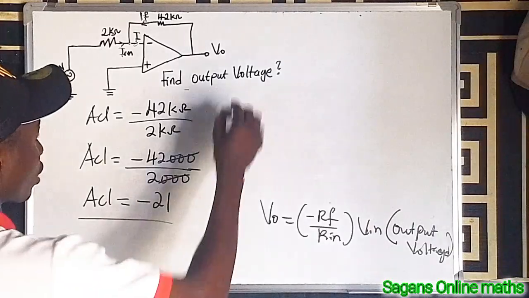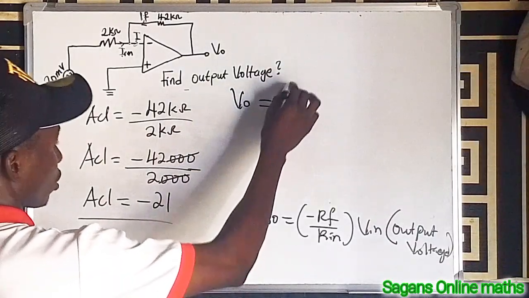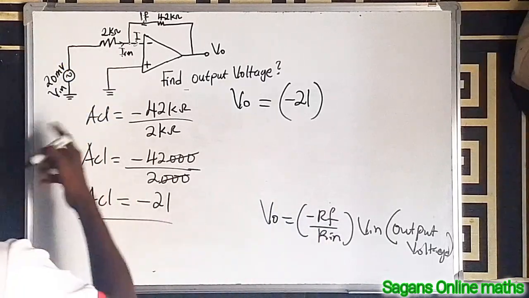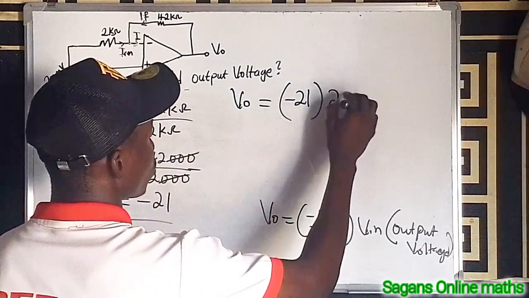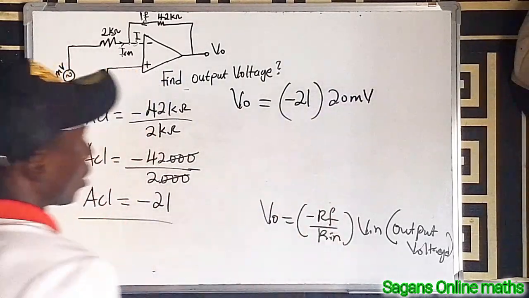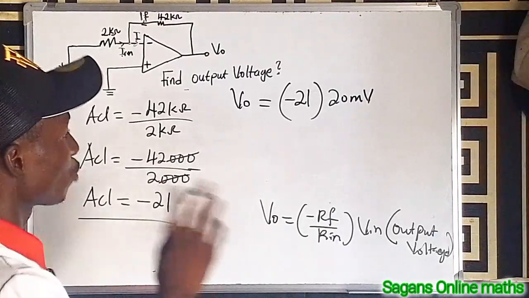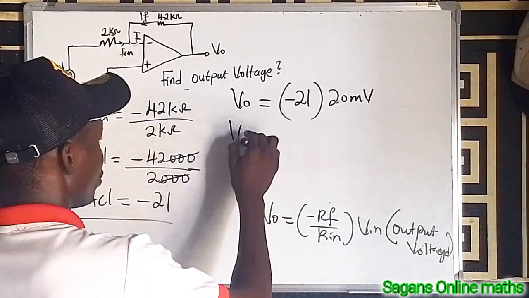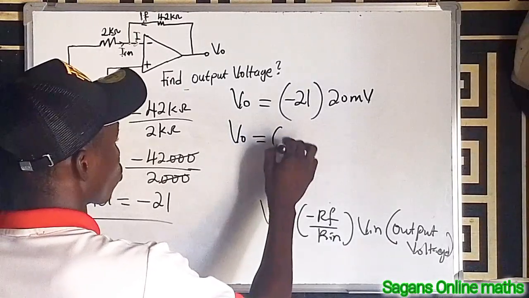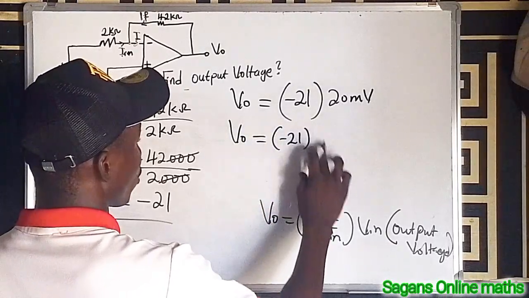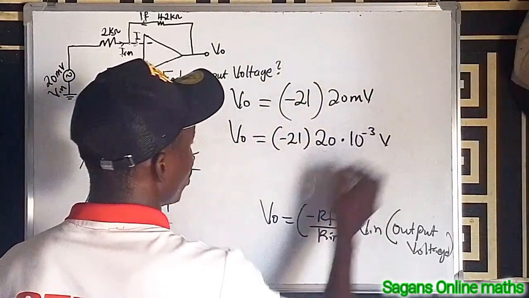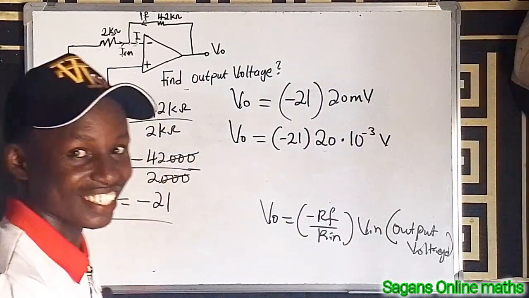So our output voltage we are looking for will be minus 21 multiplied by V_in. And V_in is 20 millivolts, sorry. And take note that millivolt is 10 raised to the power minus 3. So it implies that V_out will be equal to minus 21 multiplied by 20 multiplied by 10 raised to the power minus 3 volt. Wow, this is interesting, right?